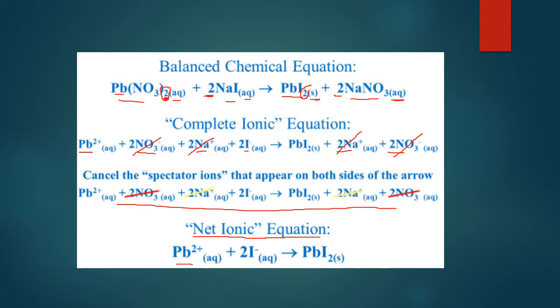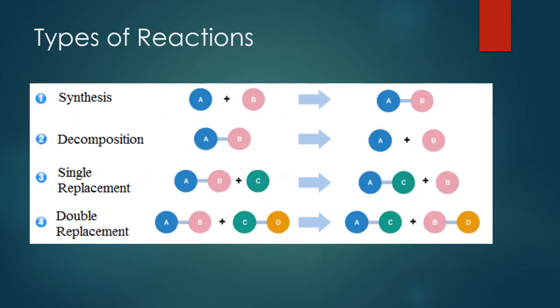So write all the ions and compounds that are left after you cancel out. You'll be doing this for a few different reactions. So the question is asking you to label what type of chemical reaction happened in part A.